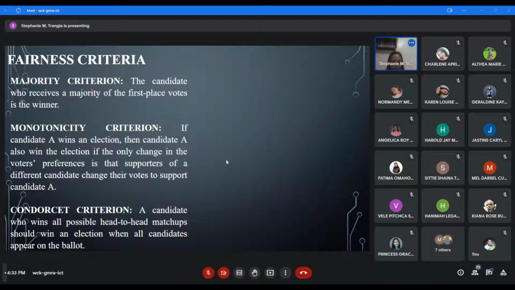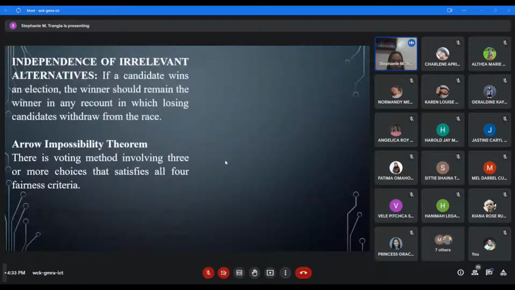appear on the ballot. Independence of irrelevant alternatives says that if a candidate wins an election, the winner should remain the winner in any recount in which losing candidates withdraw from the race. Arrow's impossibility theorem says that there is no voting method involving three or more choices that satisfies all four fairness criteria. So these are just criteria, these are not methods. So these criteria come first.